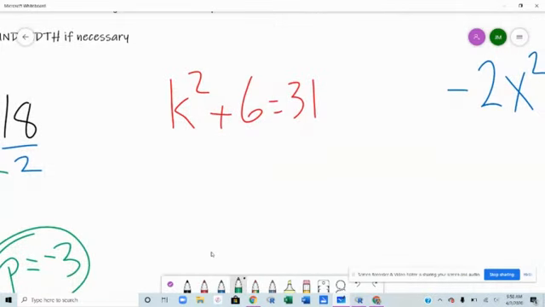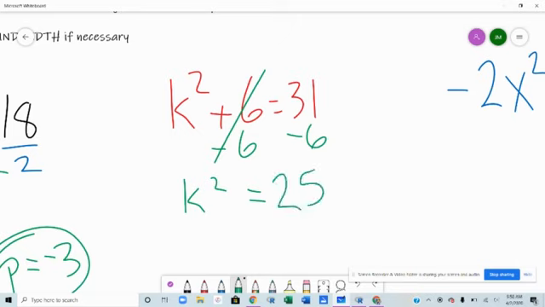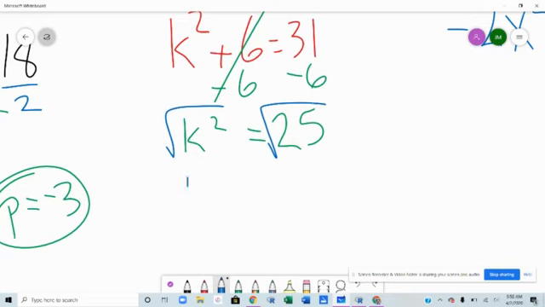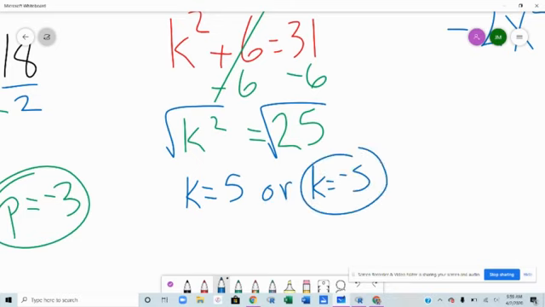Next one, k squared plus 6 equals 31. You would start with any addition or subtraction. We have plus 6, so you need to minus 6 on both sides. K squared, 6 minus 6 is gone, equals 31 minus 6, 25. Your next thing would be to look for multiplication and division, but we don't have any. Next would be your exponents, which we do have our squared, so we need to square root both sides. So k equals, we've just talked about, the square root of 25 is 5, or k equals negative 5. Two answers.